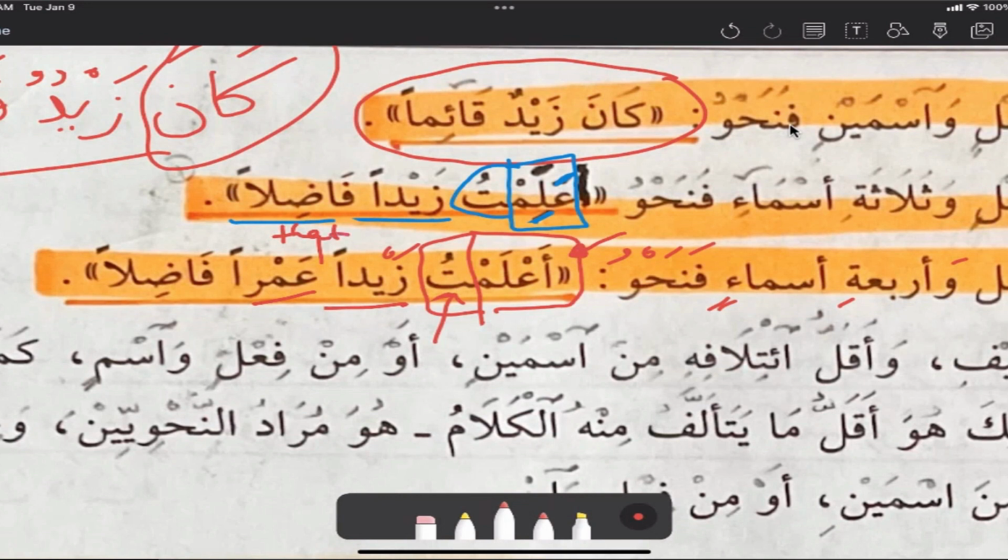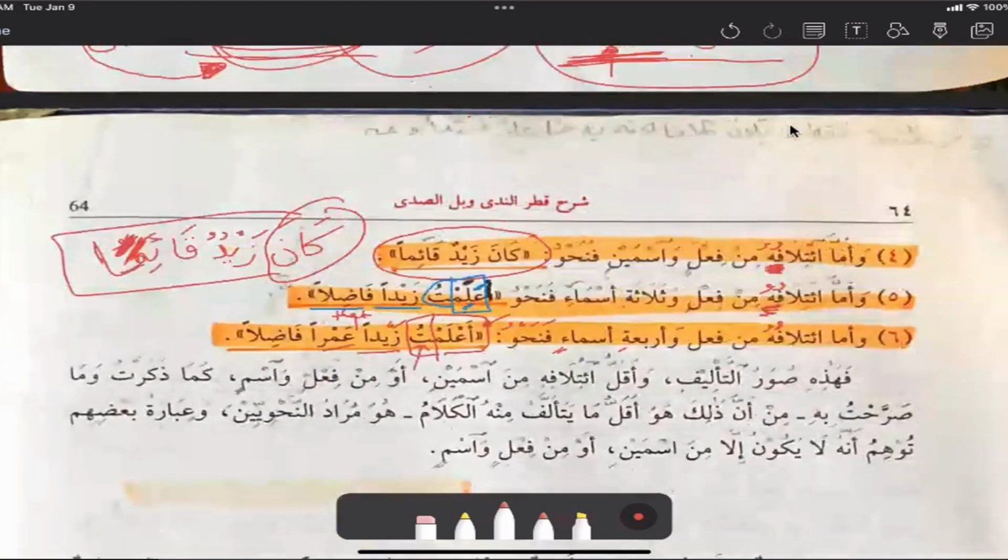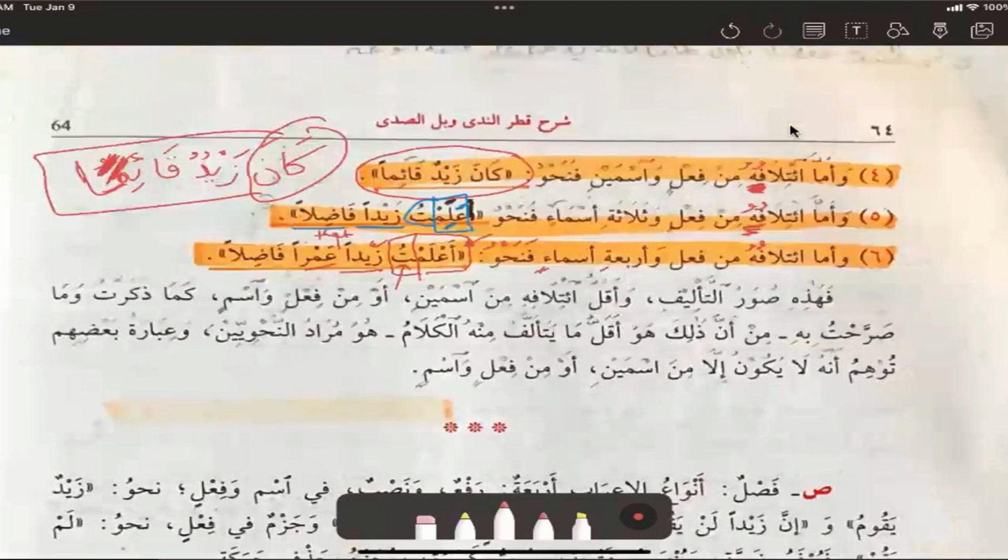In English, you can't keep going like this with all these objects back to back. It's not going to come out in English like that. But in Arabic, you can. أعلمت زيدا عمرا فاضلا. I informed Zayd that Amr is meritorious. When we come to that, inshallah, we'll see what's going on there.